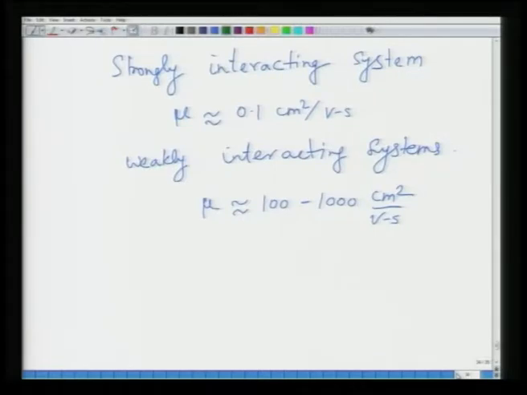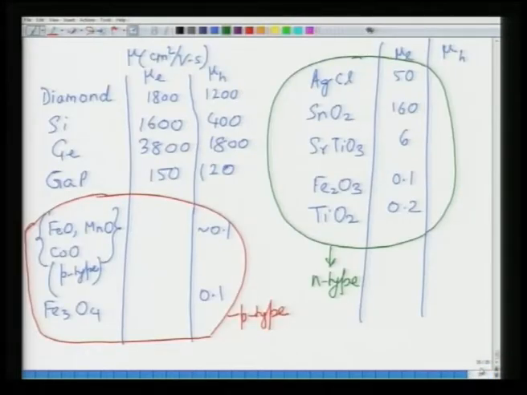Typically strongly interacting systems are ionic solids, and weakly interacting systems would be your semiconductors or even metals. In metals, there is no interaction at all, they are free electrons. So this is the picture which emerges when we look at the difference between ionic and metallic conduction.